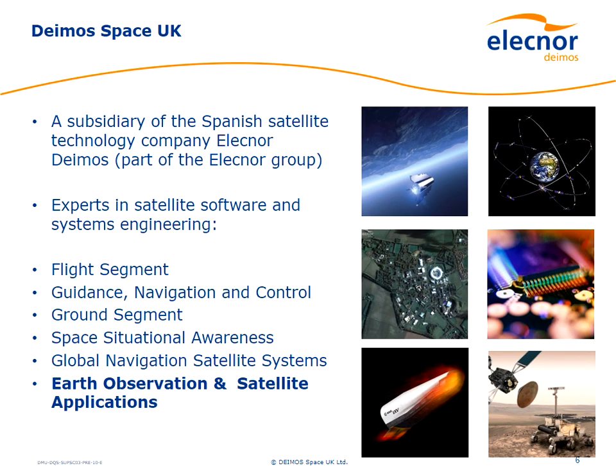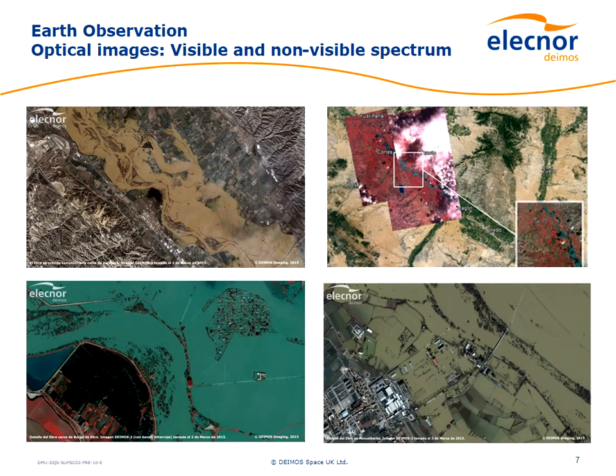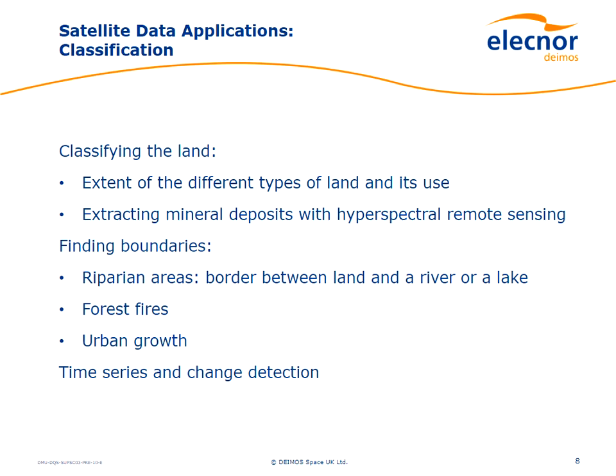A little bit about Deimos Space. We are a subsidiary of a Spanish company of the Elecnor Group, and we specialize in satellite software and system engineering. The whole company does everything in the space industry, from flight segment and guidance, navigation and control, to ground segment, GNSS satellite navigation, and Earth observation and satellite applications is our specialty here in the UK. We work mainly with Earth observation, optical images in the visible and non-visible spectrum, although we also have some experience with radar or SAR.